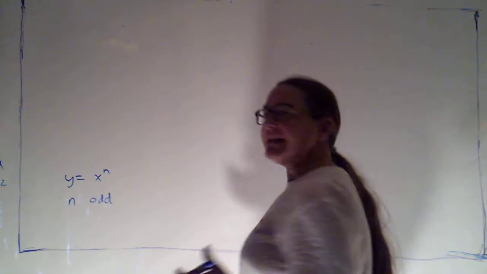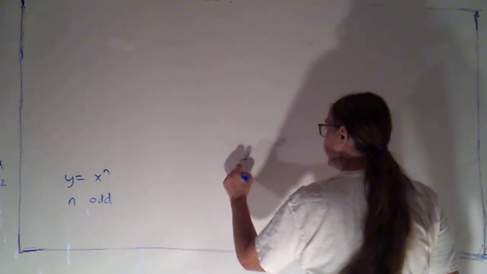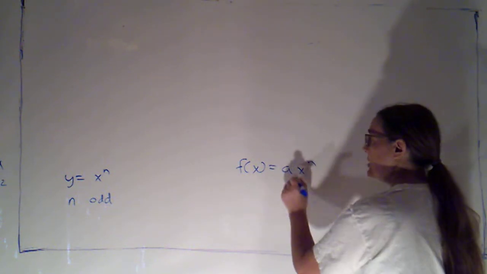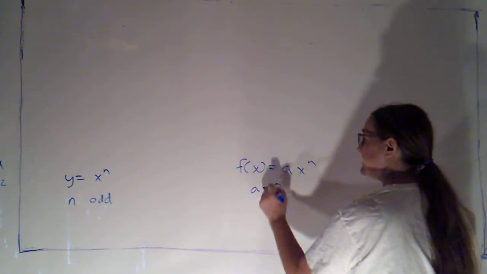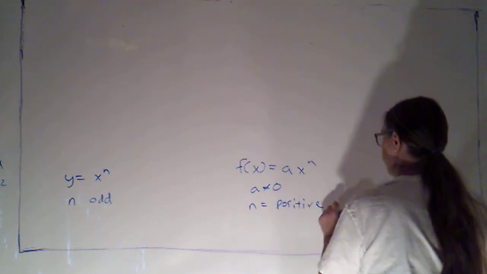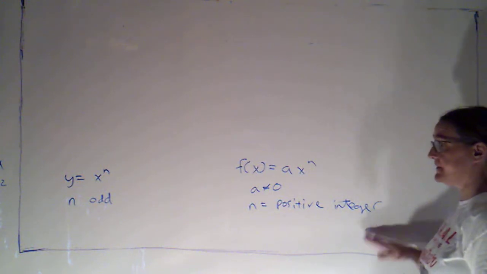In the last video, we looked at even power functions. Now I want to take a look at odd power functions. Now remember, a power function has this form, f of x equals a x to the n, where that coefficient a isn't 0 and where n is a positive integer. So I'm just taking a look at some very specific examples here.